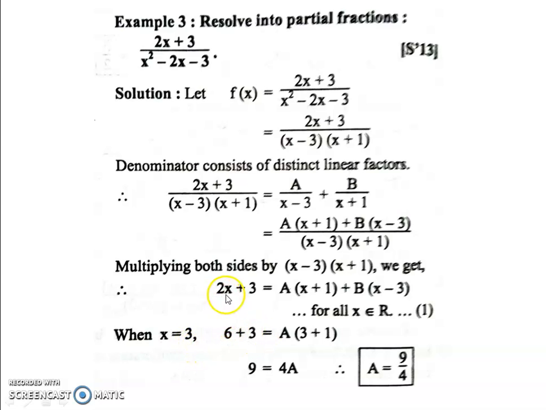So 3 into 2, 6 plus 3. Capital A, 3 plus 1. B into 3 minus 3, 0. So B term is 0. So capital A, 3 plus 1 is 4. A times 4 equals 6 plus 3, which is 9. So capital A is equal to 9 upon 4.